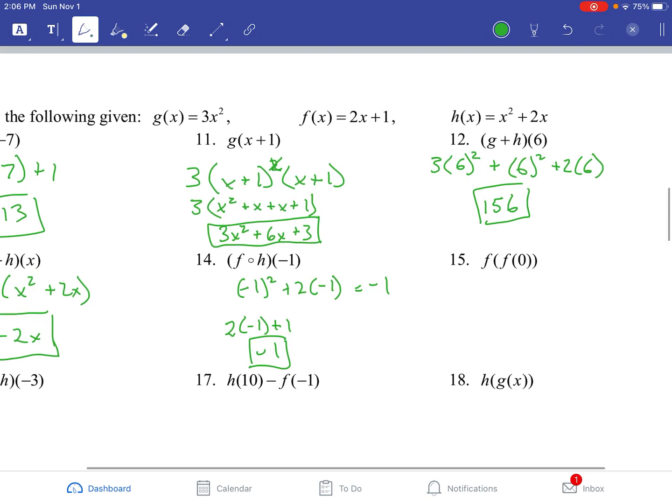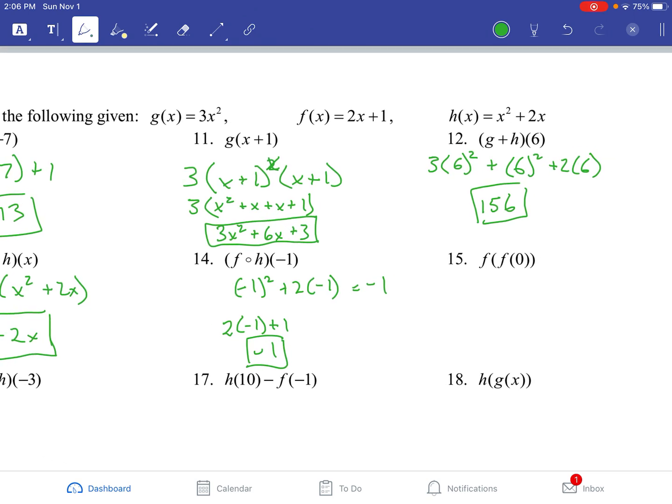All right, number 15 says kind of the same thing. It's just a different format for the composite functions. Putting 0 in for f, so we have 2 times 0 plus 1, which gives us 1. And we're putting that in for the f function again. 2 times 1 plus 1 will give us 3. And that is our answer.